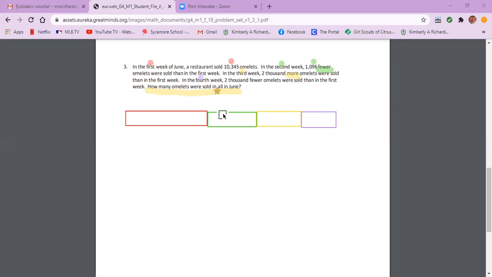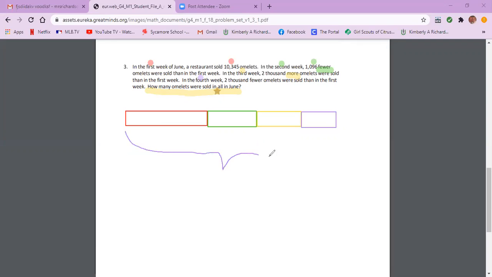But we do know that when we add these 4 weeks together, we will have the answer to the problem, which is right here: how many omelets were sold in all. So this one, plus this one, plus this one, plus this one is all going to equal what we want to know.